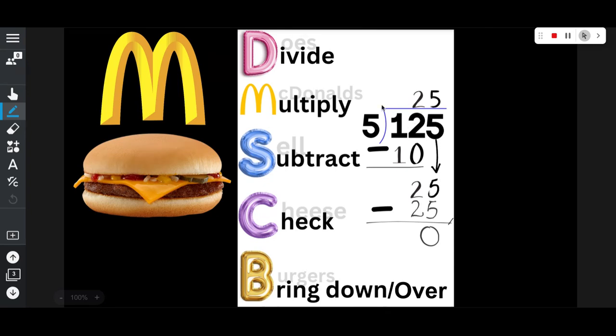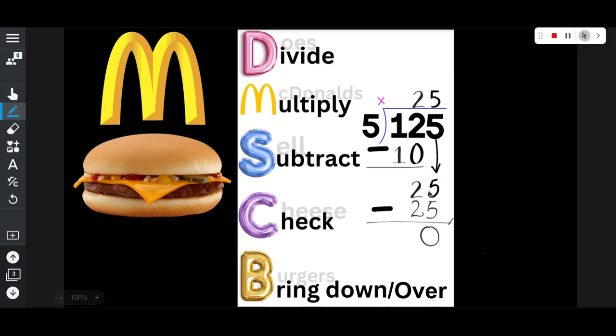So then I'm going to multiply. I'm going to multiply the 2 times the 5, and I get 10. I then subtract, because that's the sell. So I get 2 left over, and now I'm going to check. Is 2 smaller than what I was dividing by? Yes, 2 is smaller than 5, so I know I did my math correctly so far. And then I'm going to bring down, or if we're working on any of the new methods, we might bring the digit over into a new box. So we're going to bring this 5 down.